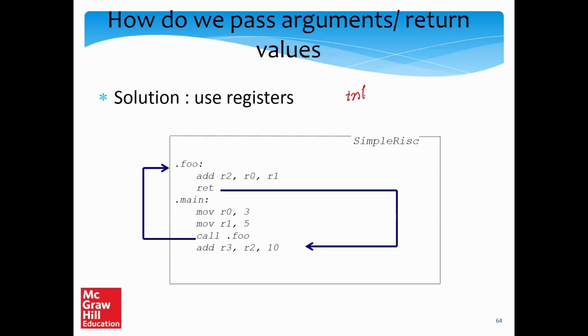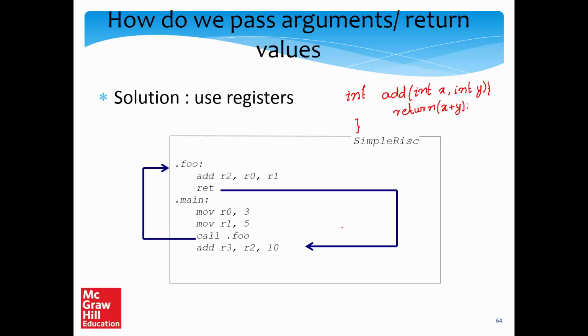So we can think of an add function. I'm writing this example in C, where we have an add function and it takes two arguments, let's say int x and int y. And it returns x plus y. So to implement this simple function in SimpleRisc, what we do is like this.